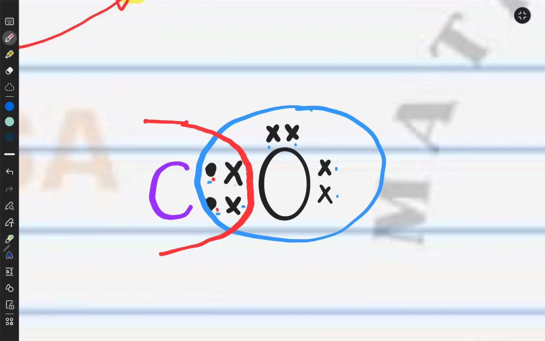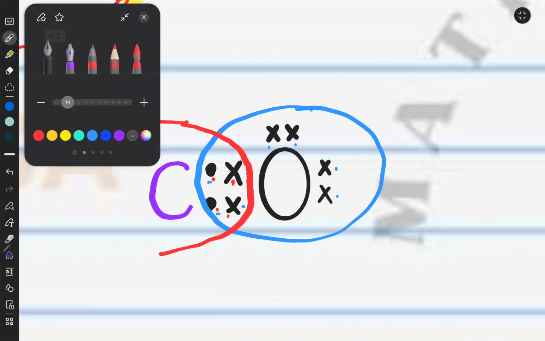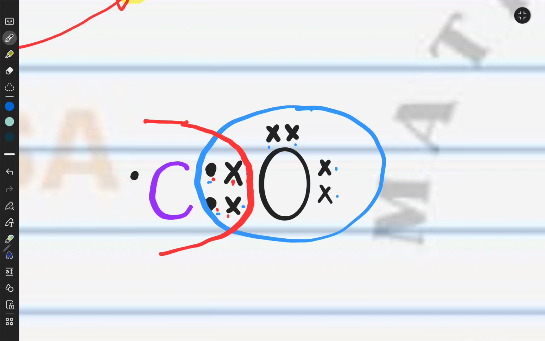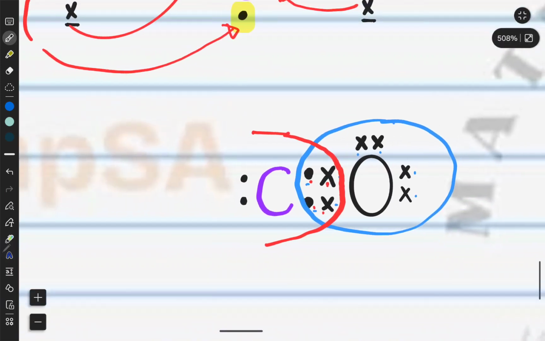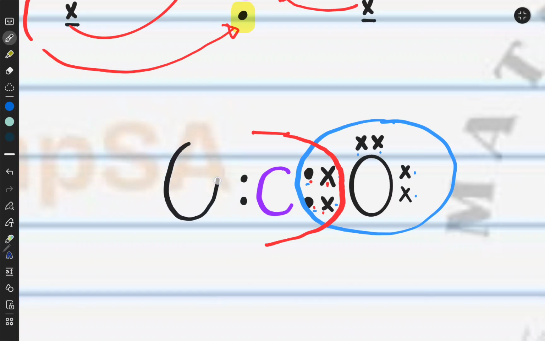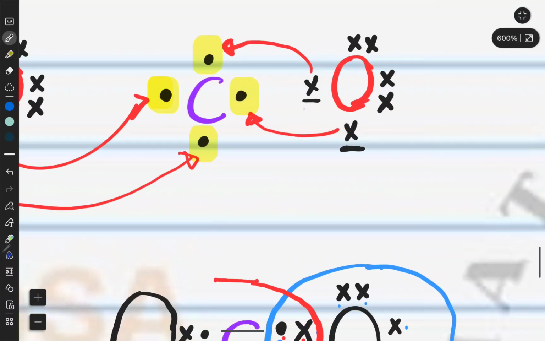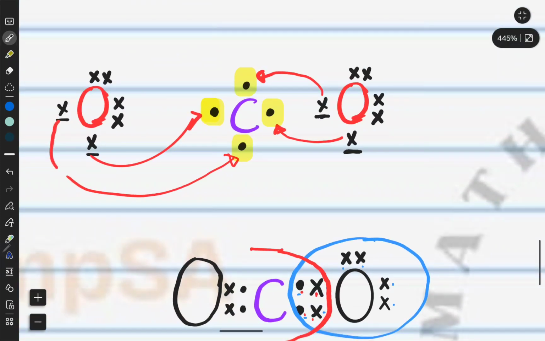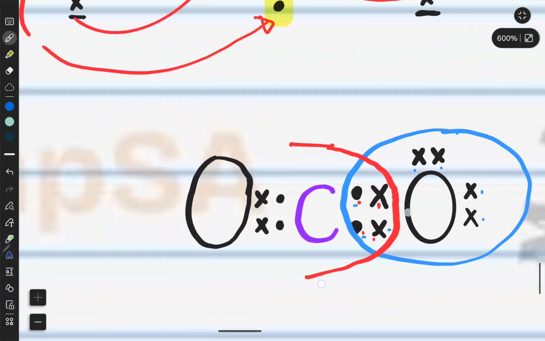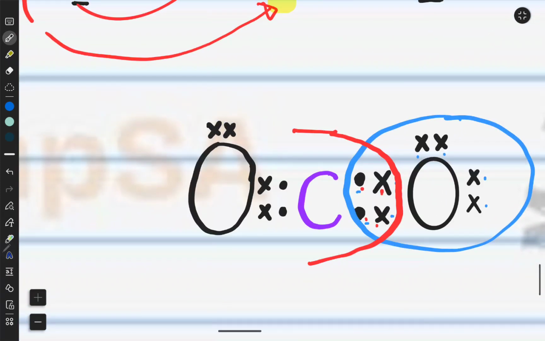It has 1, 2, 3, 4, and then the other 2, which it already had, 5 and 6. So it needs 2 more. So that's where the other oxygen atom comes in here, and then it gives off these 2 single electrons, not the paired ones. The lone pairs, they don't really participate, they just stay there. These are the lone pairs, they just stay there, right?